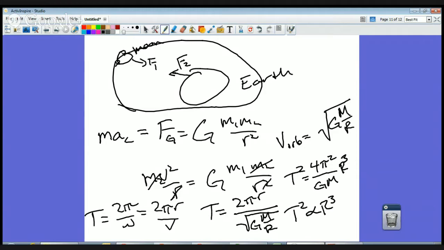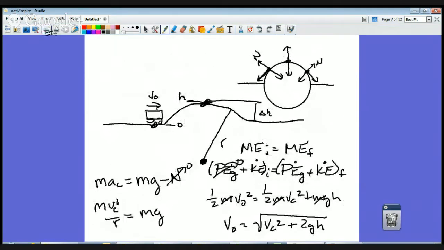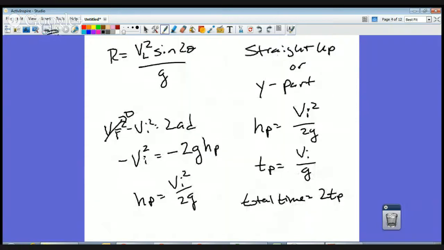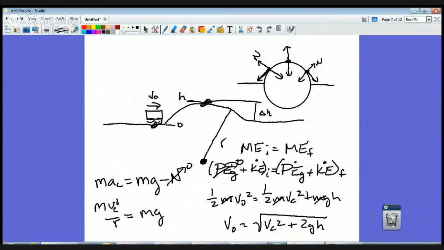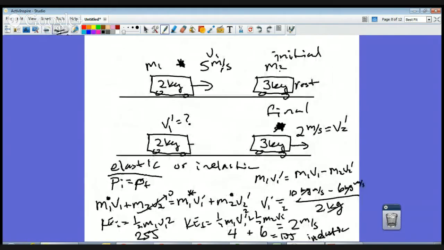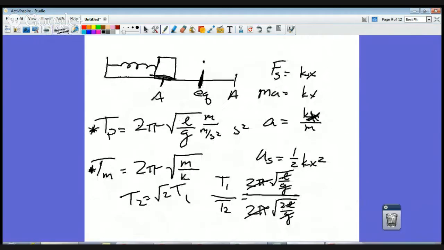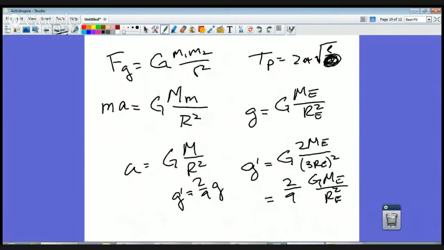Okay, kinematics, projectiles, forces. Talked about energy a little bit. Momentum, simple harmonic motion, gravity.